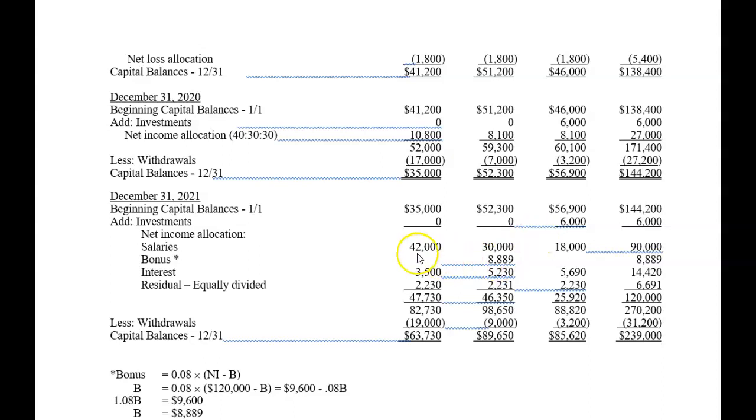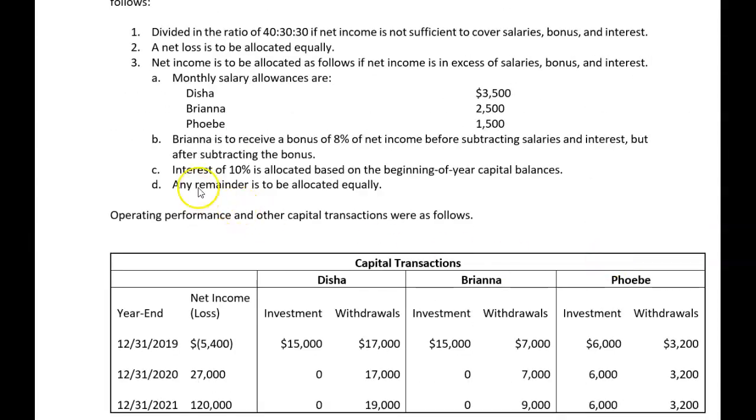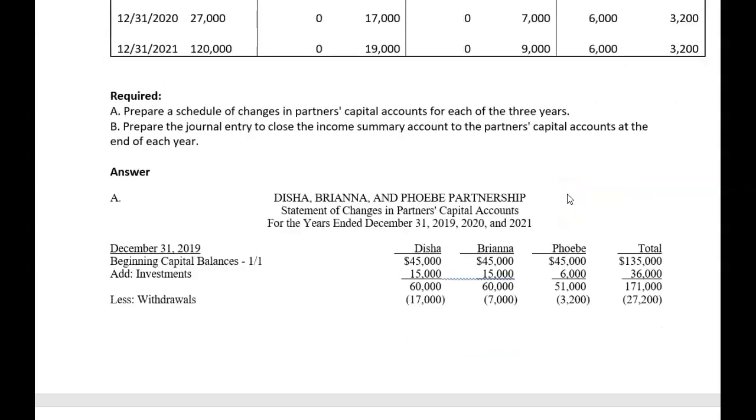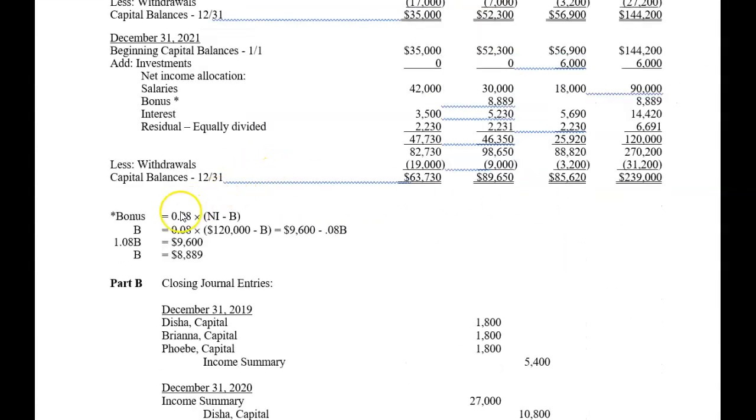right? So first off, start with the salaries and those dollar amounts that were provided in the chart times 12 give us 42,000, 30,000, and 18,000. So there's a $90,000 salary piece that we have to deal with. We have information on the bonus up here. Brianna is to receive an 8% bonus, 8% of net income before subtracting salaries and interest, but after subtracting the bonus. It's a little bit tricky to calculate, but the calculation is here.